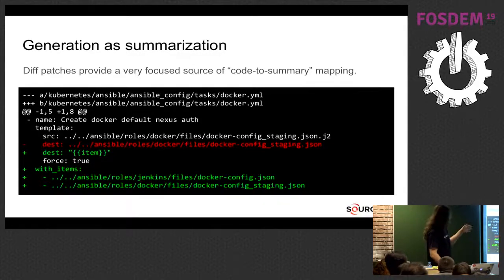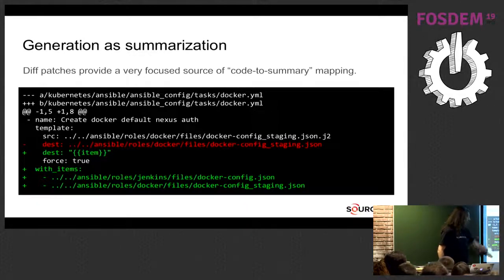A diff patch provides a really focused source of code-to-summary mapping. So in this case, we change only this line, and we replace it with this, and this one is being copied because I want to generalize for multiple items. And so the point of the learning in this case is learning a code-to-summary mapping.